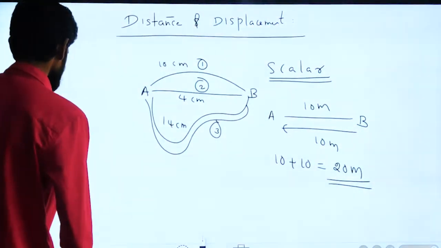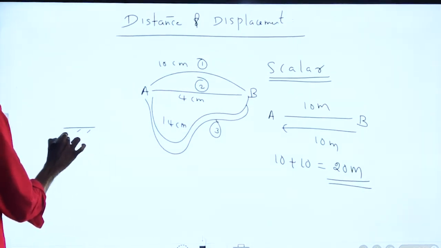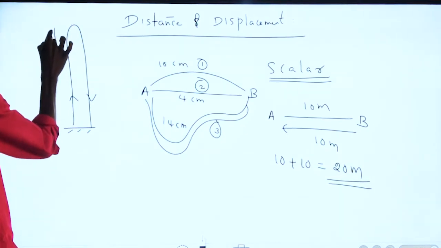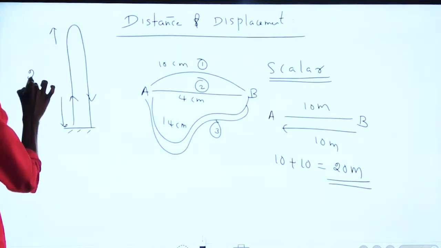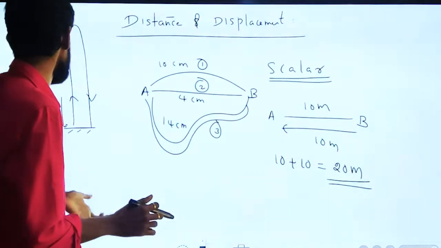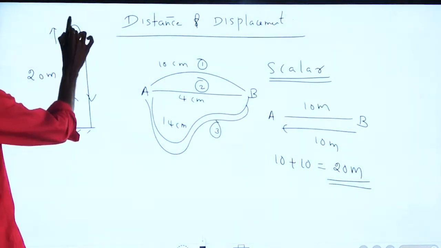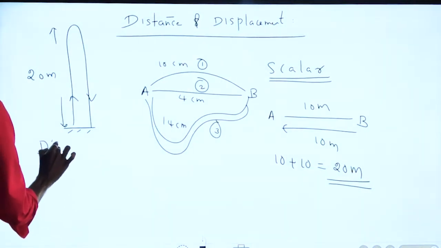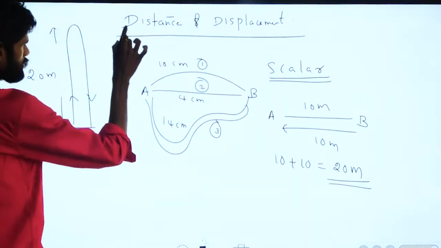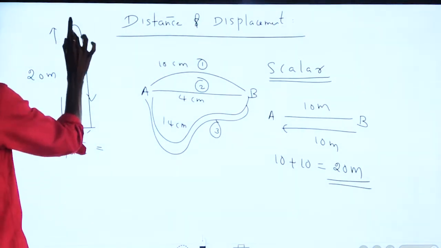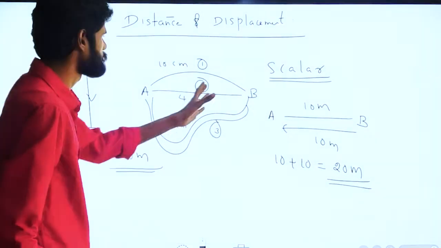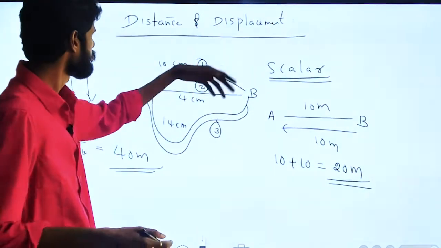Consider another example. Suppose an object is projected vertically upwards and it returns back to the ground. The maximum height attained by the body is, suppose, 20 meter. What is the distance traveled? Just the path length. Here it is 20 meter up, and path length is the distance. Just add simply without sign. It is a scalar quantity. Distance obeys ordinary algebra. 20 plus 20 is equal to 40. That is the distance. So the length of the actual path traveled by an object is called the distance.